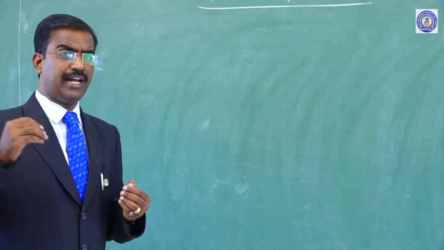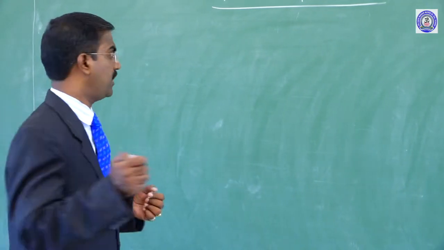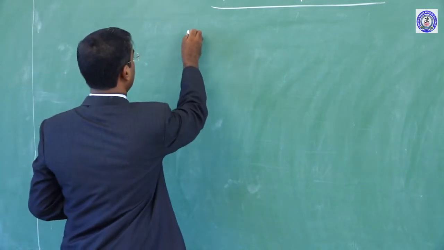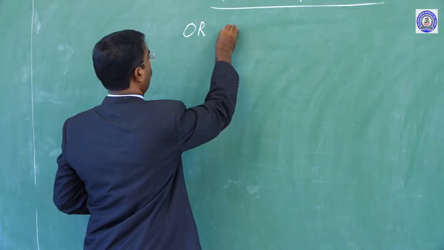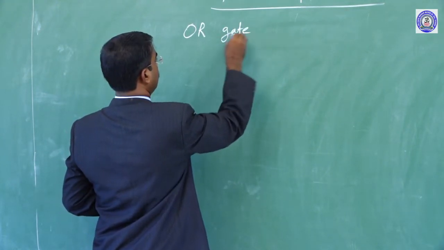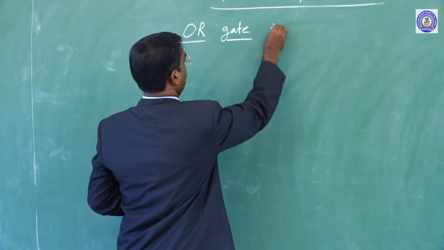Sir, how can we use the OR gate or OR Boolean logic gates? OR operator or OR gate in Python.